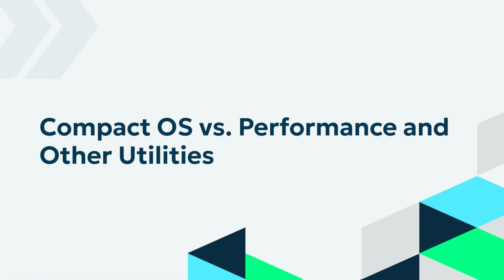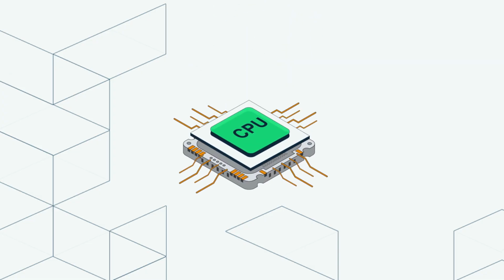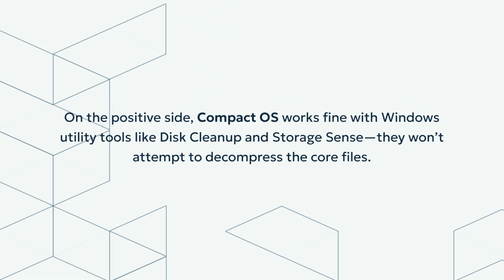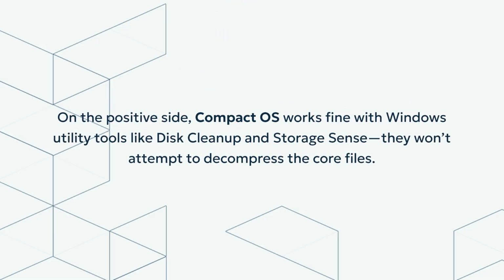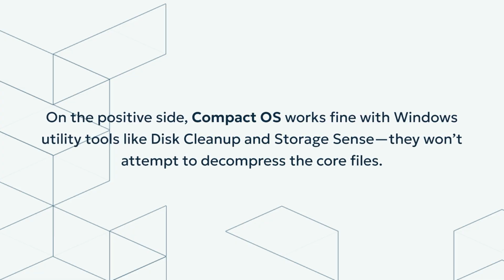Compact OS versus performance and other utilities. Be aware that enabling Compact OS comes at the cost of performance, especially on older hardware. Increased CPU usage can lead to a longer boot time and slower app launches. On the positive side, Compact OS works fine with Windows utility tools like Disk Cleanup and Storage Sense. They won't attempt to decompress the core files.